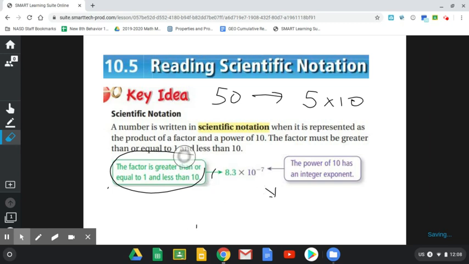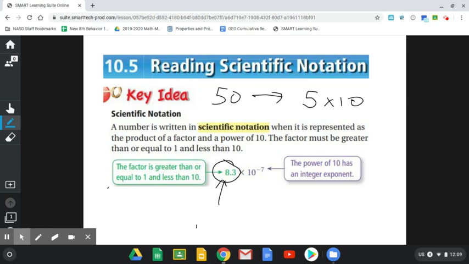All right, so again, just to emphasize that this number has to be between 1 and 10. It's allowed to equal 1. It's not allowed to equal 10. Another way to look at it is, if you look at this, you can see that there's only one number, the number 8. There's only one number that's not 0. It can't be 0, but there's one number to the left of the decimal point. So as long as there's only one number to the left of the decimal point and that number is not a 0, then that first factor is okay.